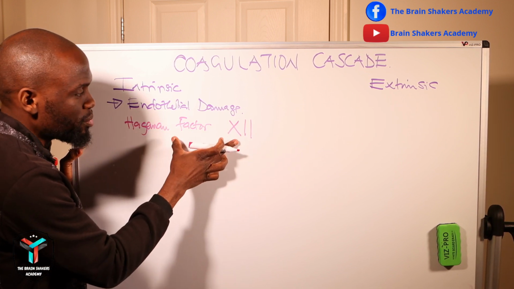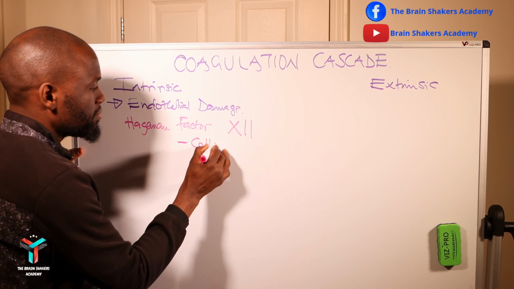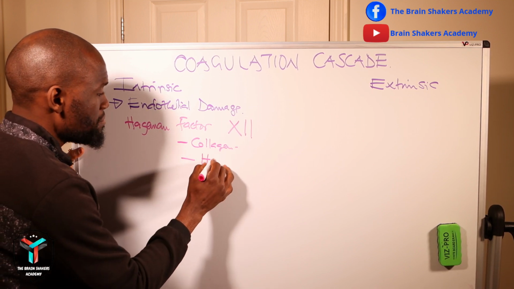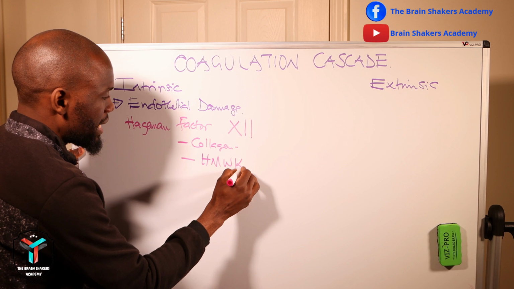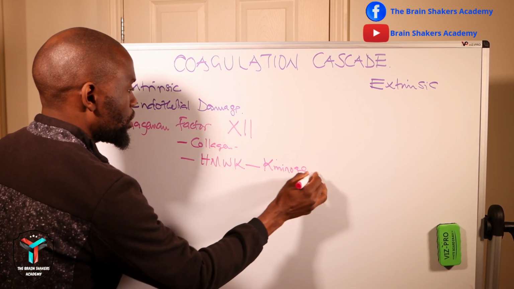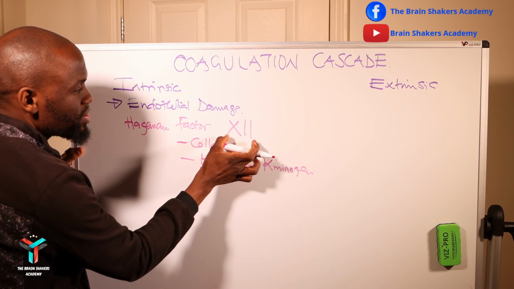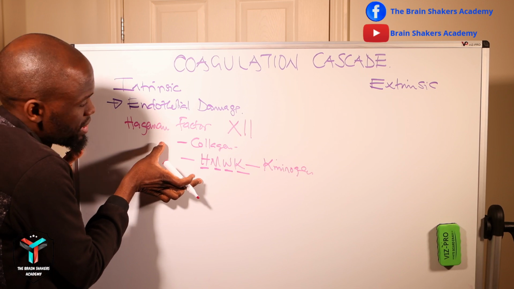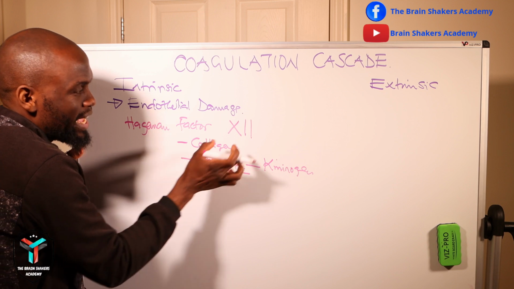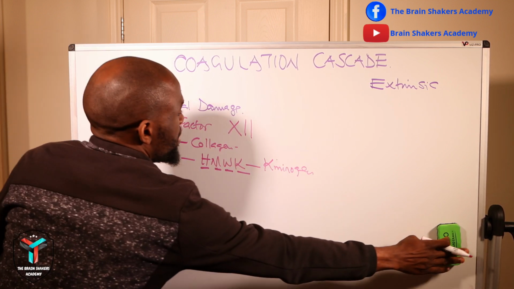But what is it being exposed to? It is going to be exposed to collagen, and will also be exposed to the HMWK, what we call a kininogen component. So this is just high molecular weight kininogen. So the factor 12 is then exposed to these elements, and because of the exposure of that factor to these elements, it will then be converted from its inactive form to an active form.